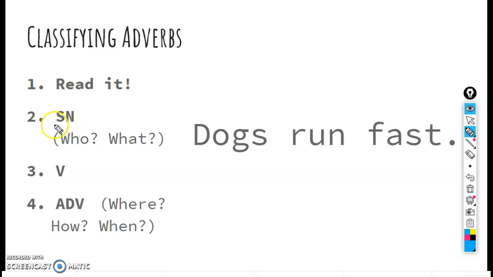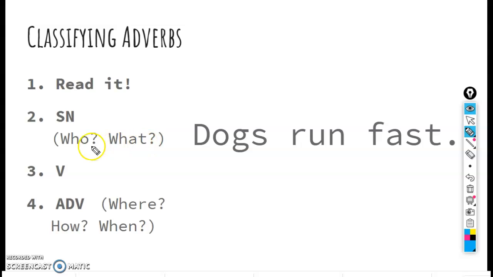Step number 2. I'm going to always start with the subject noun. Later in this year, our subject nouns won't be the first word anymore, and this will get tricky. So just as a heads up, remember we always start with the subject noun. It's always the first word that we find. The subject noun is who or what the sentence is about. Dogs run fast. This sentence seems to be about dogs. So I know dogs is the subject noun.